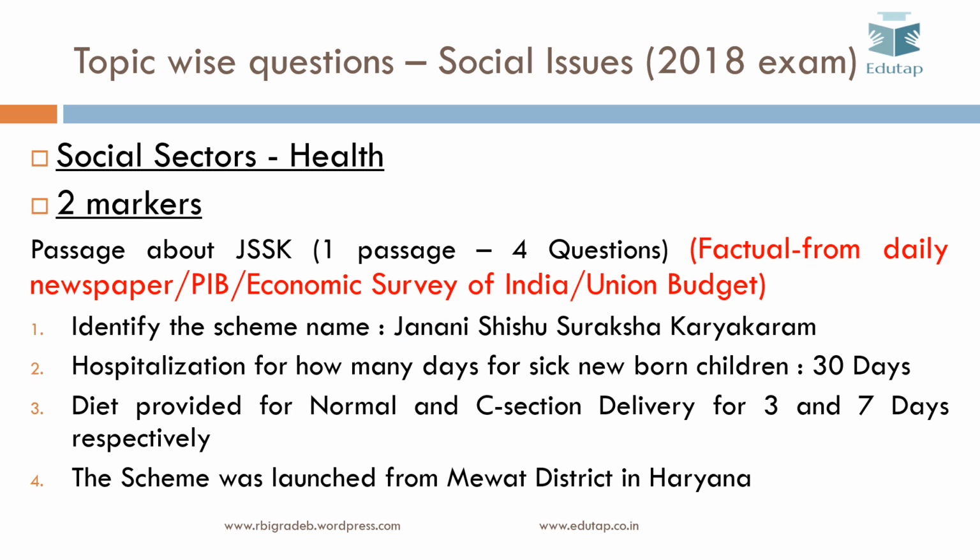Talking about the next particular question, it was again a 2-marker. You can see from the health topic, there was a passage about the JSSK scheme. It is Janani Shishu Suraksha Karyakram. So obviously you were asked to identify the scheme. They asked hospitalization is for how many days for sick newborn children. So as trivial as information like this also would be asked. Sometimes we may skip this information, so don't do that, right?